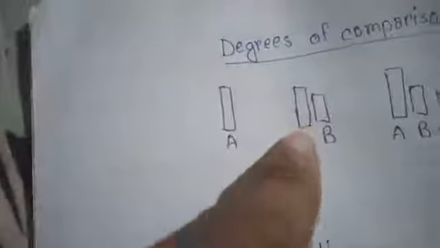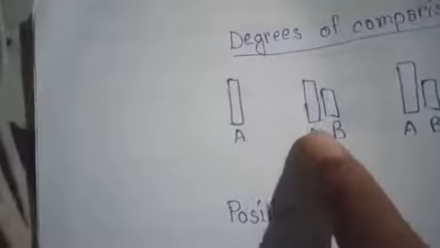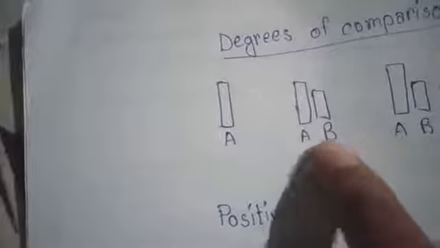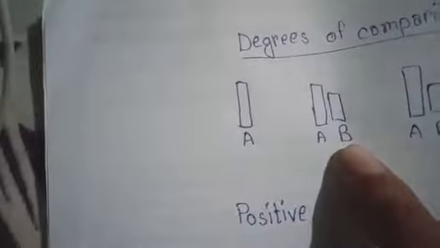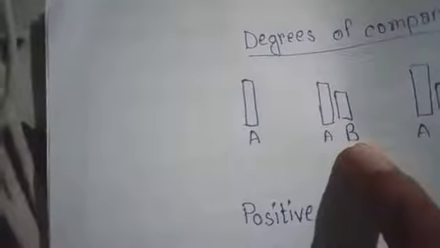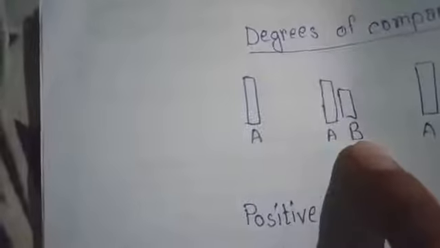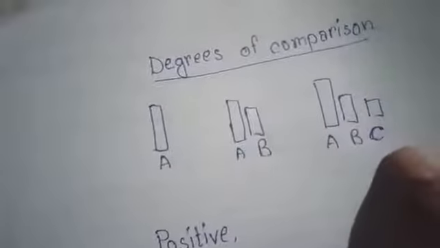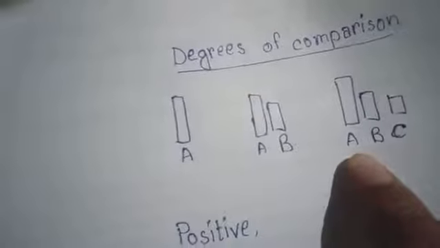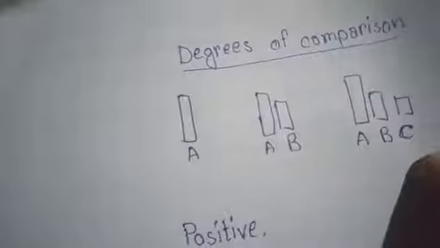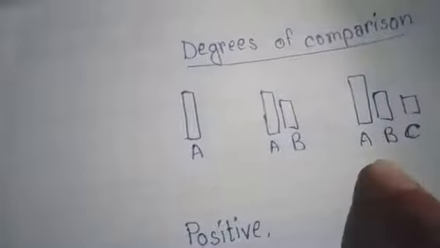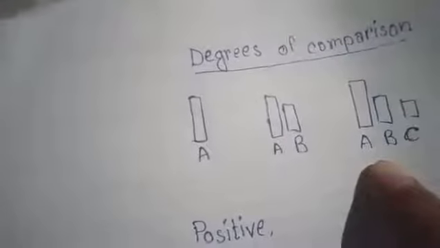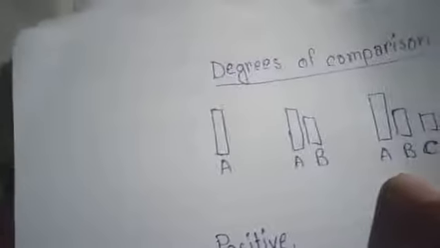Now, if there are two things A and B, and A is taller than B, then we'll say A is taller than B. Here the word taller is used to compare between two things, A and B. And if there are three things, then we have to say A is tallest among these three. Here tallest is the superlative degree.